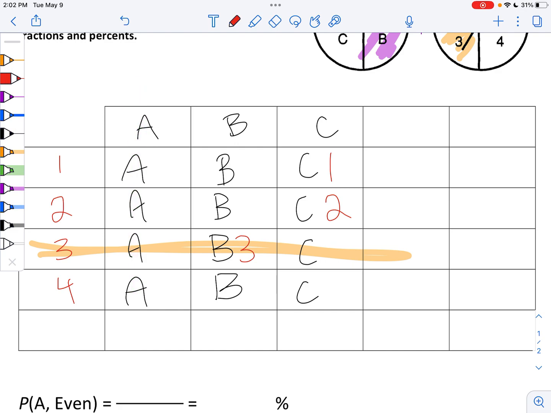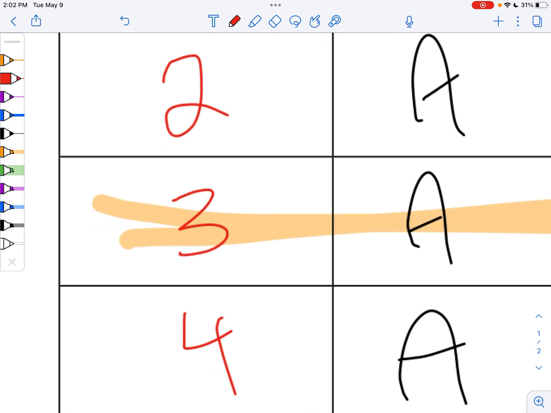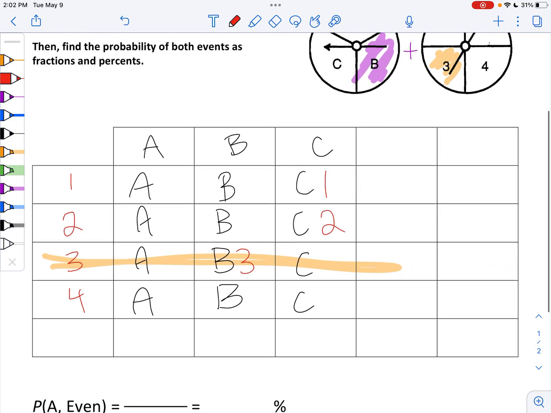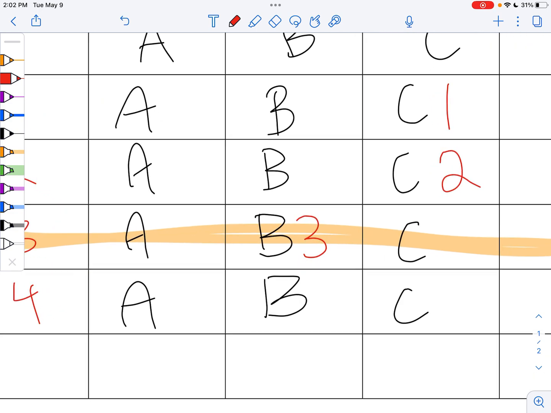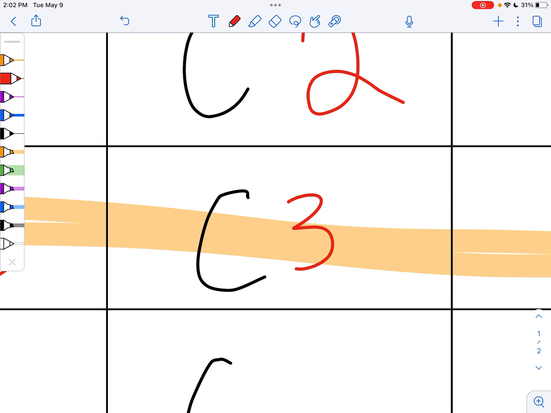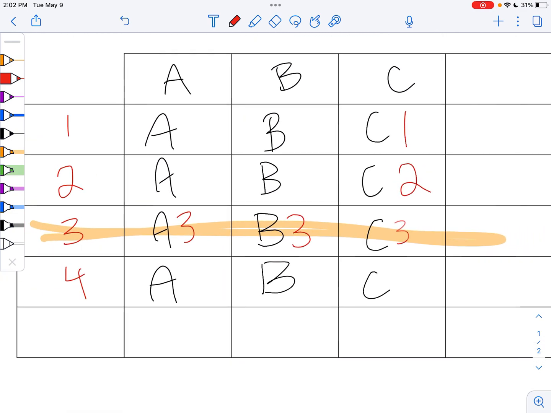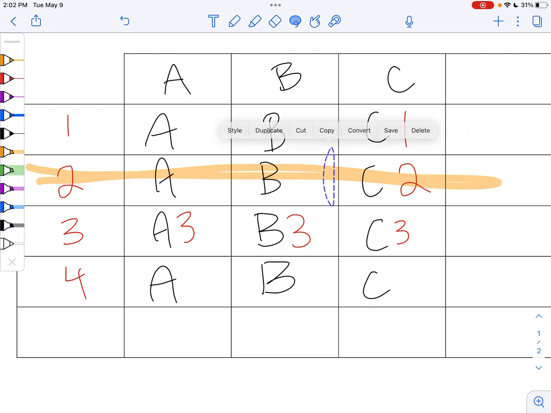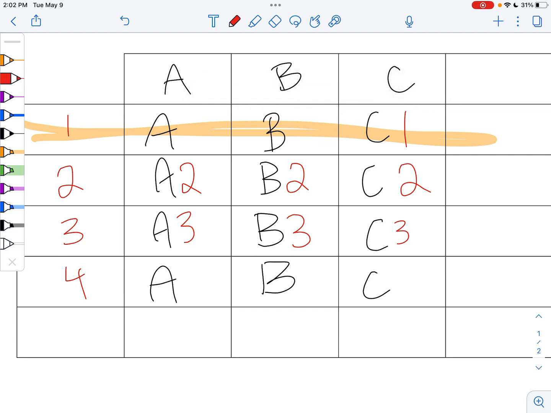Now looking at the orange line, do you see how on the left it's 3? That was spinning a 3 on the second spinner. So I could spin an A on the first spinner and a 3 on the second spinner. We already have B3. Or this last one, we could spin a C on the first spinner and a 3 on the second spinner. So everything going across has a 3, which means we could spin A, B, and C, but always get 2. So A2 is a combination, B2, C2.